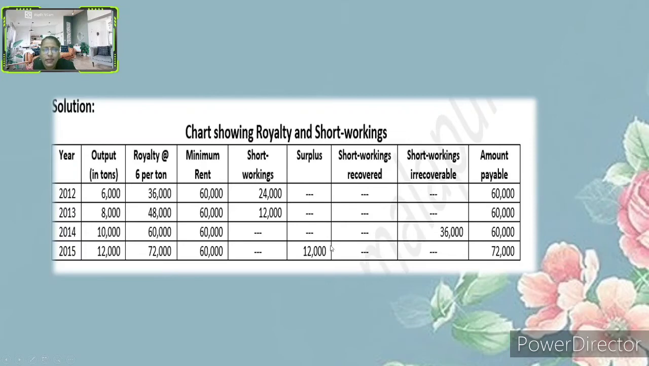So in the last year we have the surplus, that is 12,000. So your amount payable is 60,000, 60,000, 60,000. In this we have the 72. How? 60 plus 12, 72,000 will be the amount payable. In this way we have to solve this problem. I think you understood.